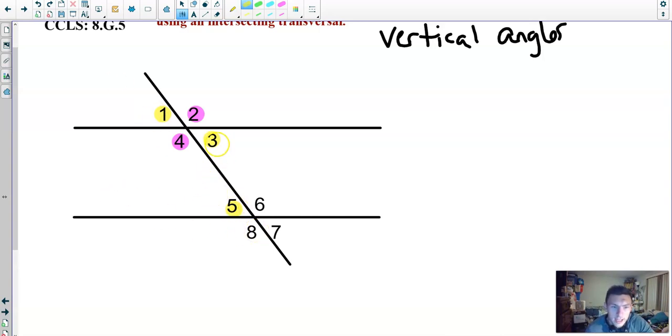Which angle matches up with angle 3? So 3 is in the bottom right. So which angle is in the bottom right in this group of angles?